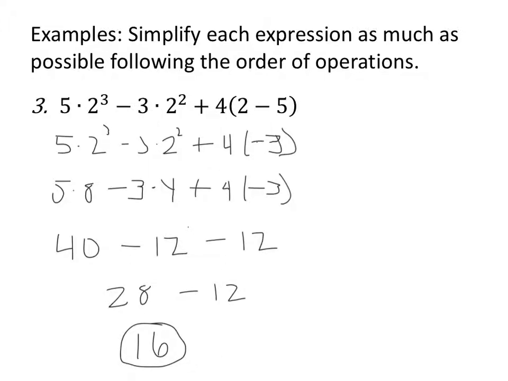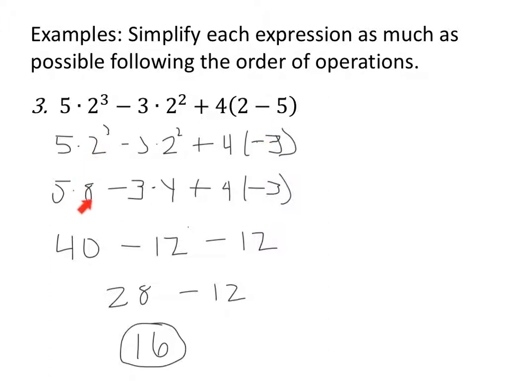Simplify each expression. Here we go. Now we have something in parentheses. So 2 minus 5 is negative 3. Everything else remains the same. Ugly looking 3, but I promise it's still a 3. I took care of parentheses in my first step. Now I'm going to take care of exponents.